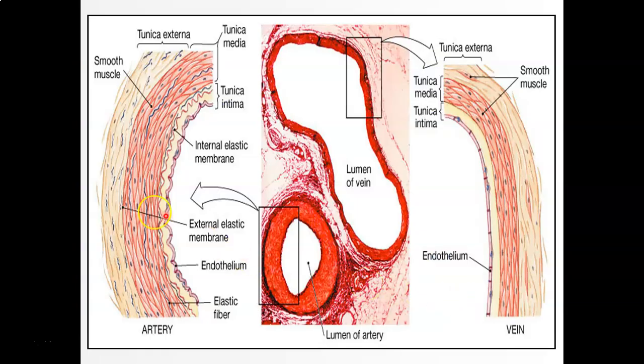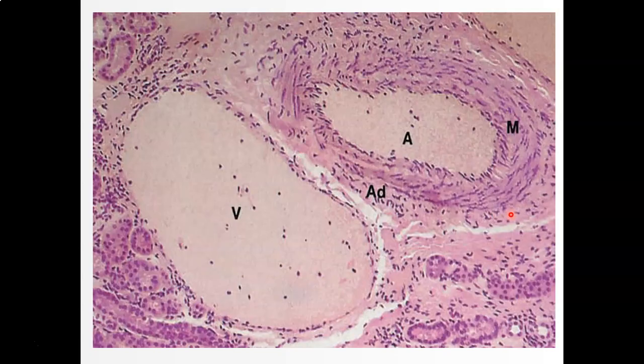It is very clear here in the diagram. The adventitia is thinner than the media in the artery, while the adventitia is wider or thicker than the media in the vein. Microscopic examination, the artery under the microscope, here you will find thick wall, narrow lumen, while the vein is thin wall and wide lumen.